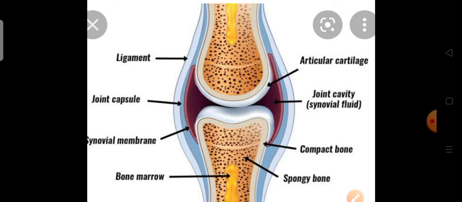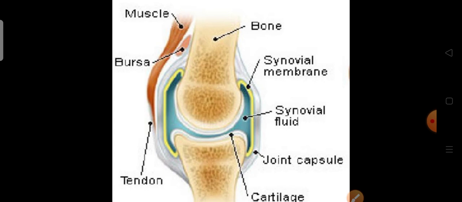Compact bone, spongy bone, bone marrow. The bone marrow is the place for the production of red blood cells. Synovial membrane, joint capsule, ligaments. Bone, muscle, bursa, tendons. The tendons give strength and support to the bones. Cartilage, joint capsule, synovial fluid.